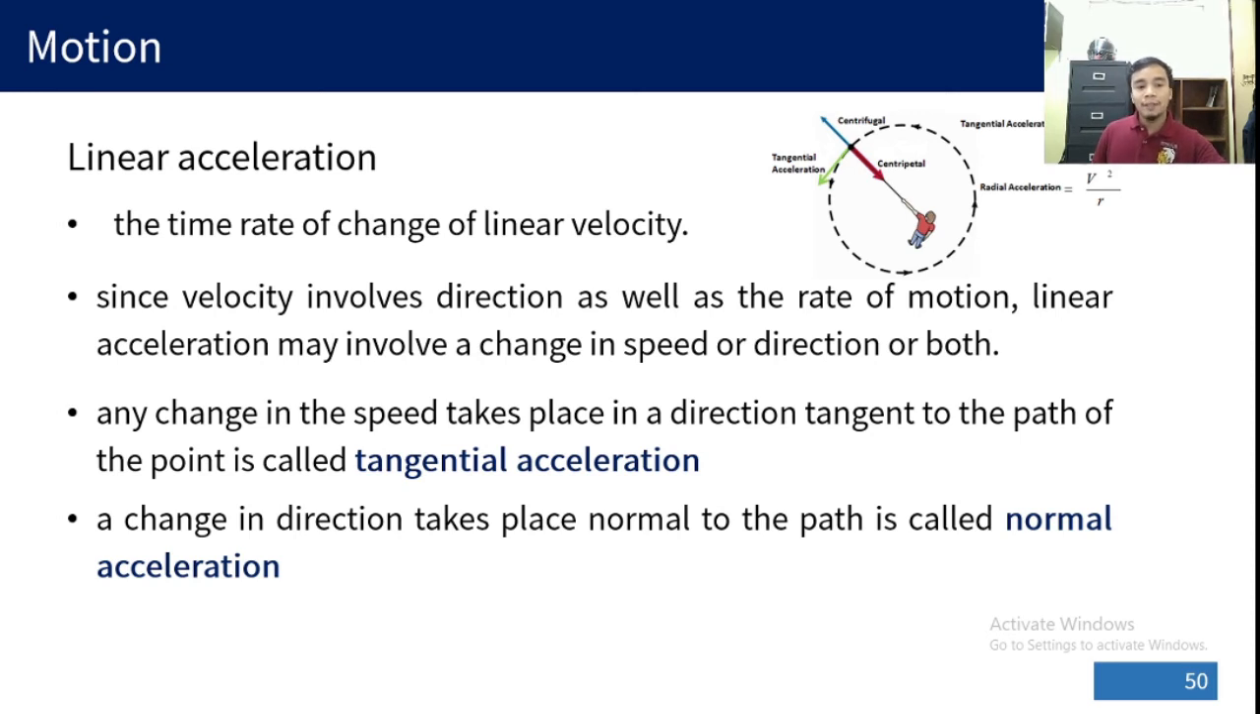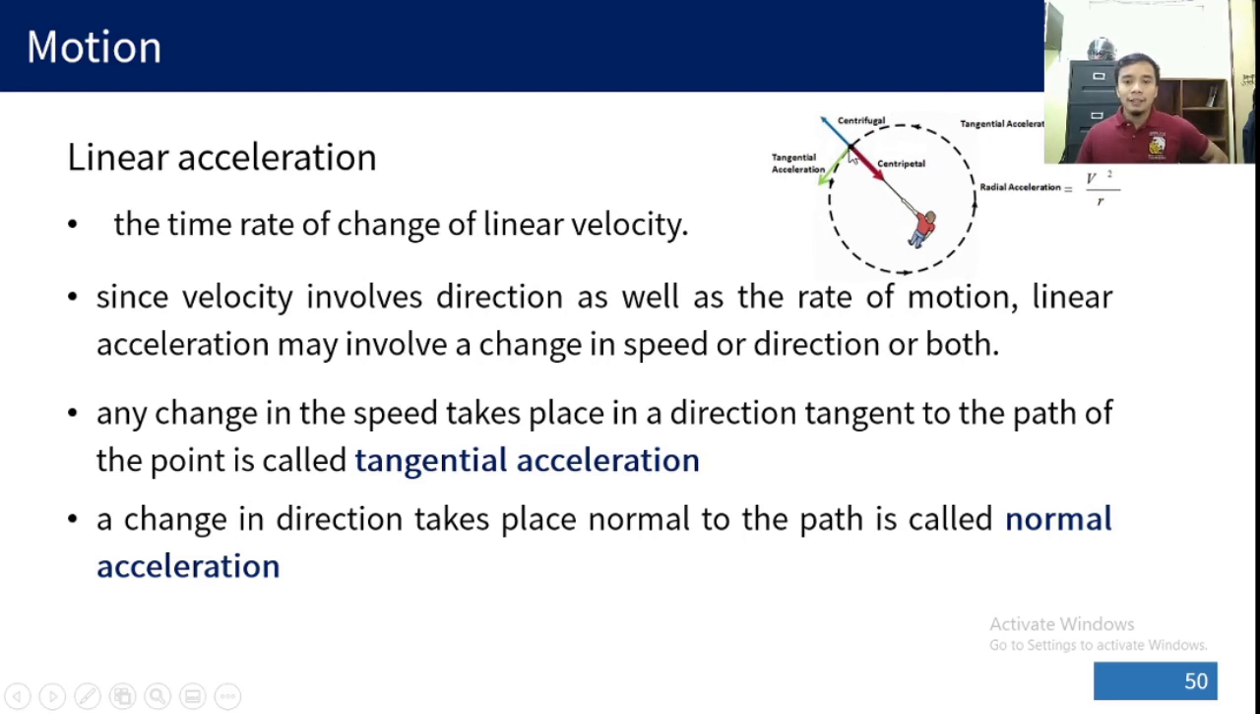Any change in the speed takes place in the direction tangent to the path of the point is called tangential, whereas kung ang change in direction takes place normal to the path is called normal acceleration. Okay, makita to diri sa figure, no? Okay, so sa usa ka figure diri nga ka person that nagkuan og sa ka sling, no? Diri. So naa tay mga components diri sa acceleration.